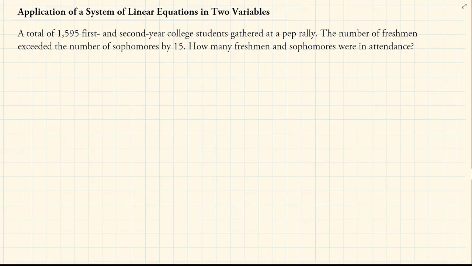Let's try to solve another problem. So a total of 1,595 first and second year college students gathered at a pep rally. The number of freshmen exceeded the number of sophomores by 15. How many freshmen and sophomores were in attendance? Okay, the unknowns are the number of freshmen and sophomore.